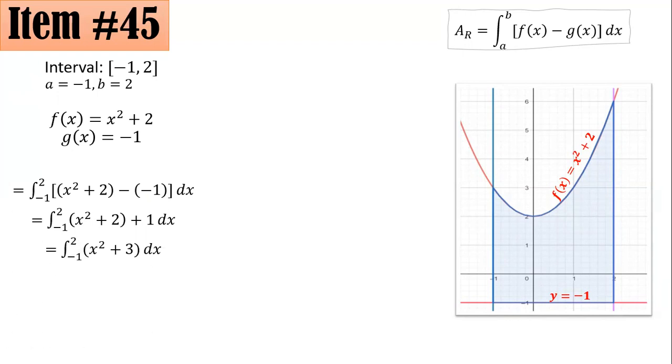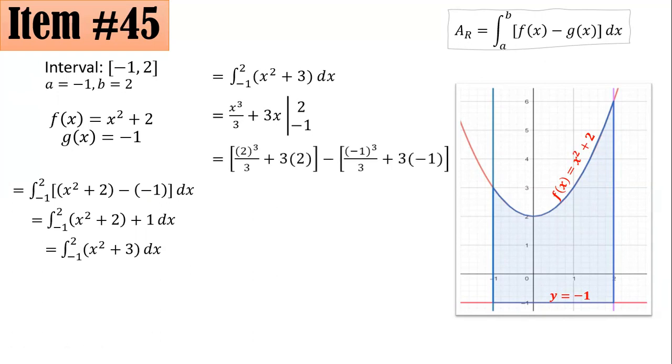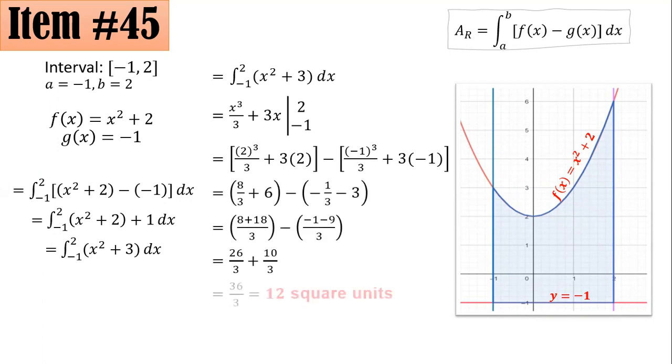And integrating again, you get x cubed over 3 plus 3x. You will substitute and of course, you will evaluate this at x equals 2, at x equals -1, and subtract the results. So with that, we have 2 cubed over 3 plus 3 times 2 minus -1 cubed over 3 plus 3 times -1. And using your calculators, you could actually see that the correct answer here is 36/3 or 12 square units. And that is letter C. I hope you got this correctly.